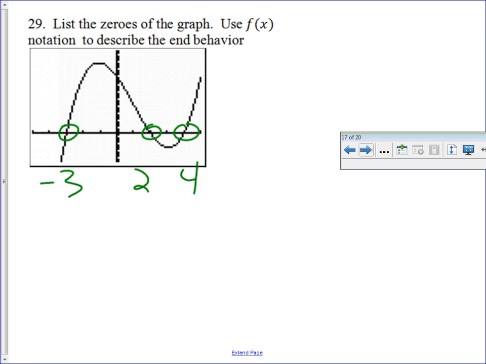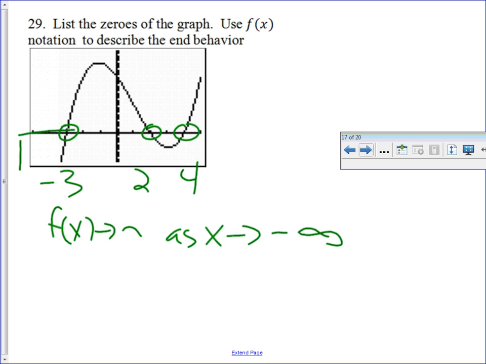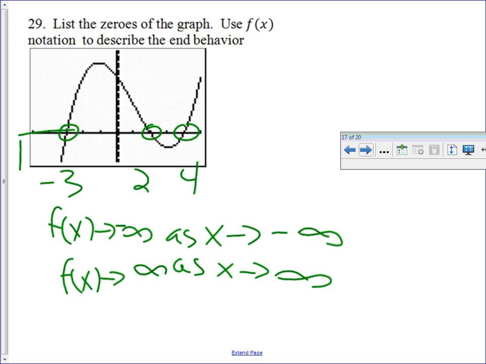This is actually the same graph as number 25, so the end behavior is once again the same. As x goes to negative infinity, as we go this way, the function goes down. And as x goes to infinity, f of x goes up. Sorry, this should have been negative infinity. I think I miswrote that. All right.